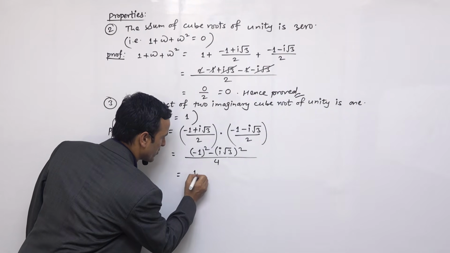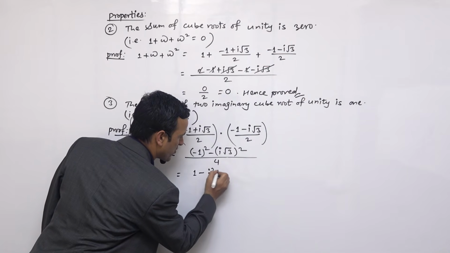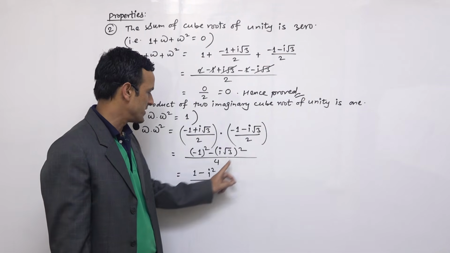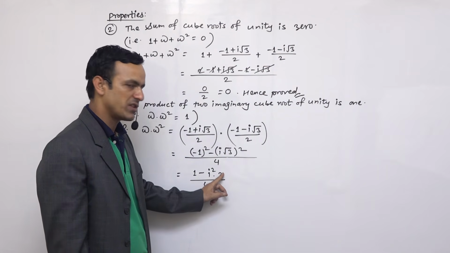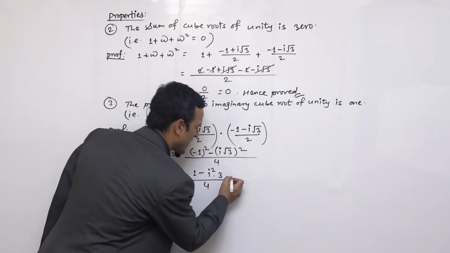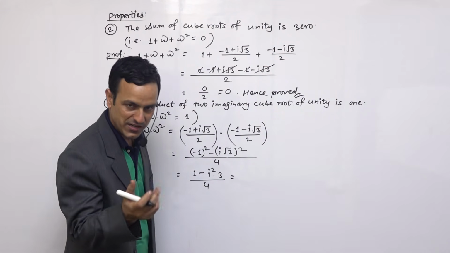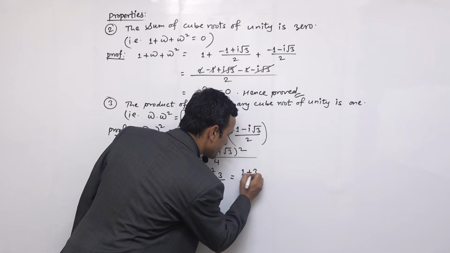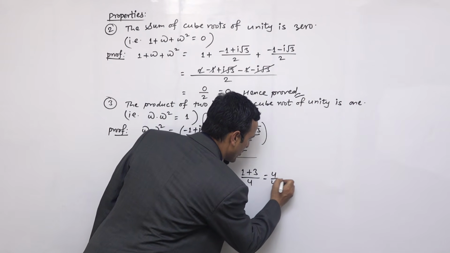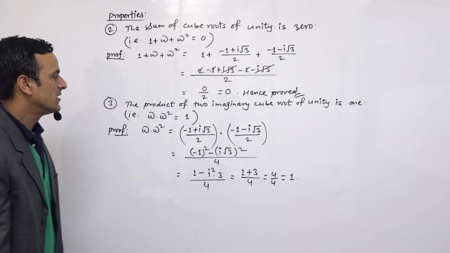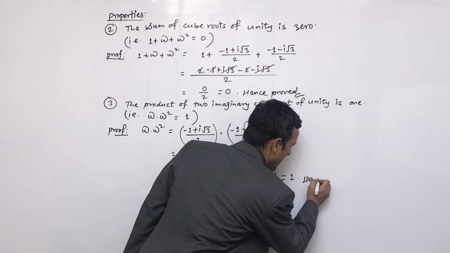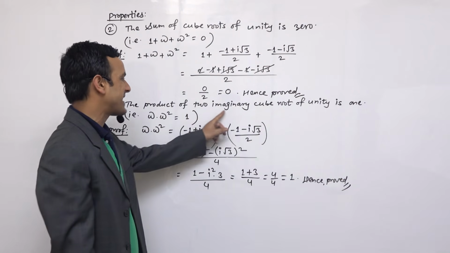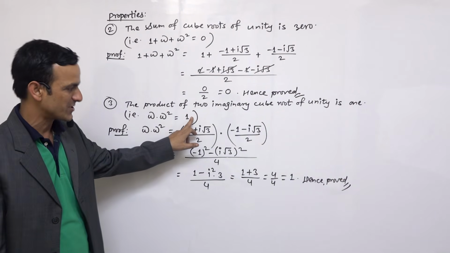Now let's solve it. 1 minus i square into 3, divided by 4. So i to the power 2 means i square, and root 3 square means 3. Substituting the value of i square, which is minus 1, minus minus becomes plus. So 1 plus 3 divided by 4, which is 4 by 4, and finally we get 1. Hence our relation is proved. So our property is that the product of two imaginary cube roots is 1. So omega into omega square means 1.